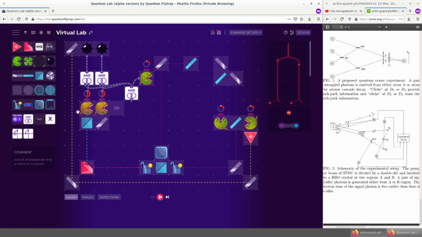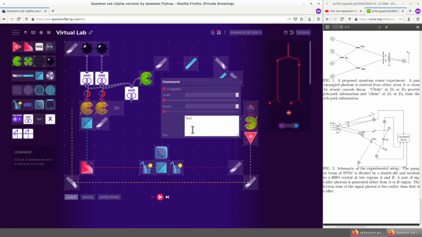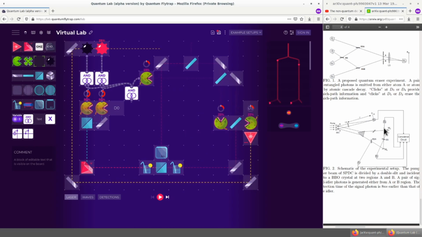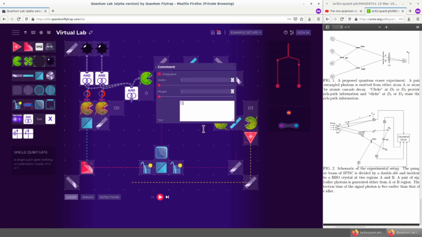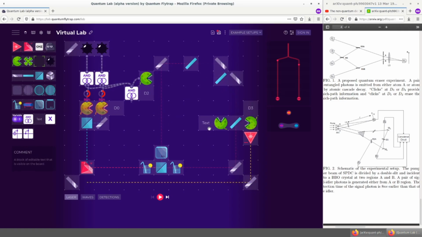Basically, these represent two possible places that you could hit on the screen. And then we have our choice mechanism in these two beam splitters. One of them goes to D3. So this one is D3. And then we go into the eraser mechanism, which has detectors D2 and D1. And D2 is the one that's closer to D0. So that's this one here. This is D2. That would make this one D1.